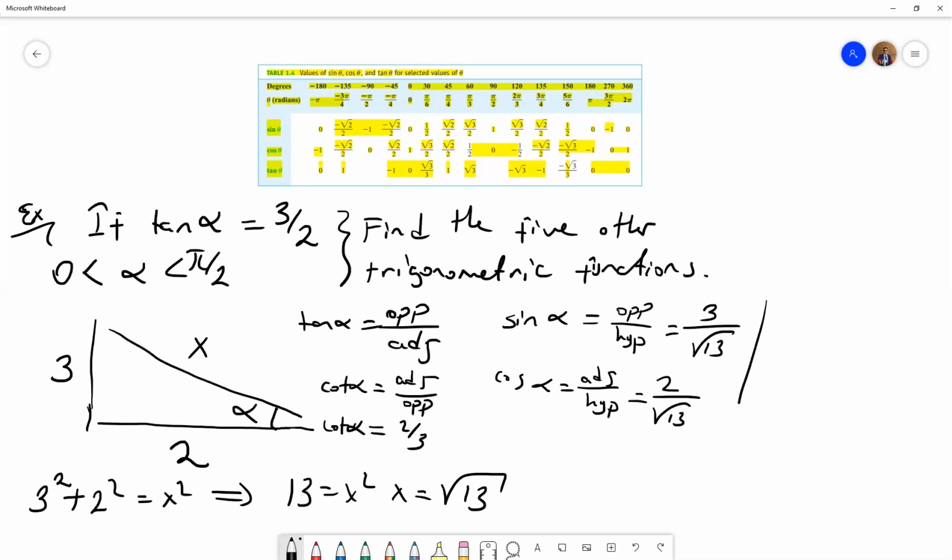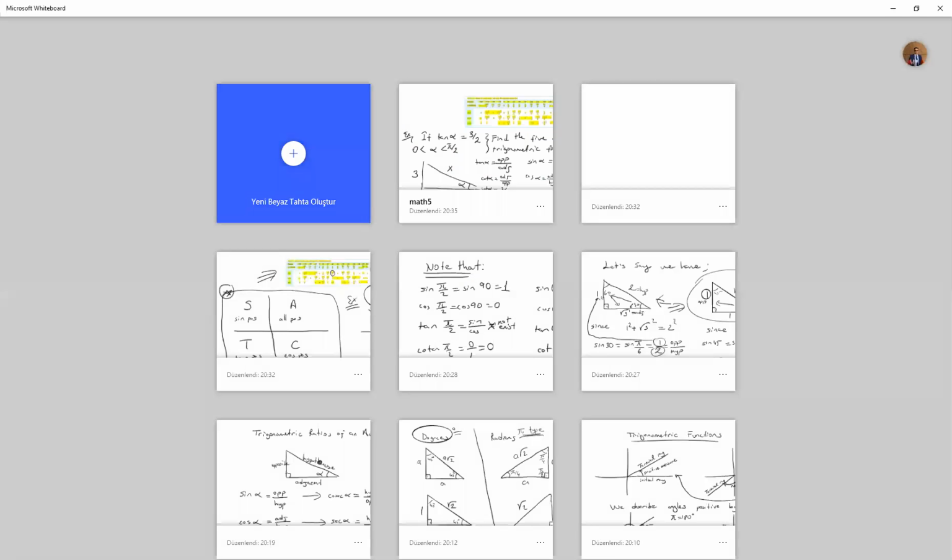And final two things is secant alpha is equal to 1 over cosinus alpha. So it is square root 13 over 2. And cosecant alpha is equal to 1 over sin alpha is equal to square root 13 over 3. These are the answers of the question. And next one.